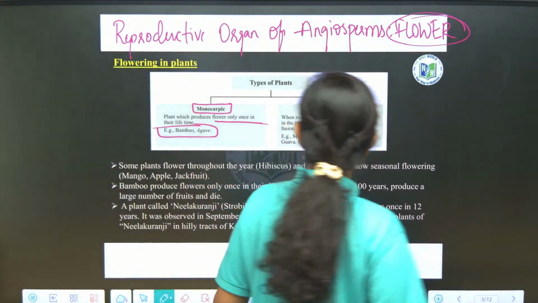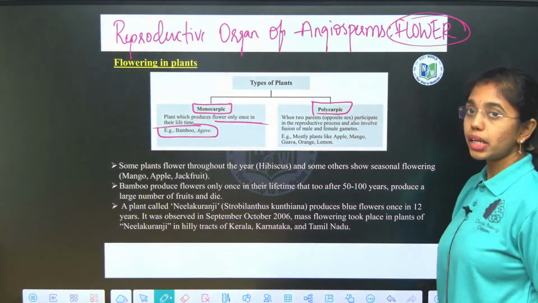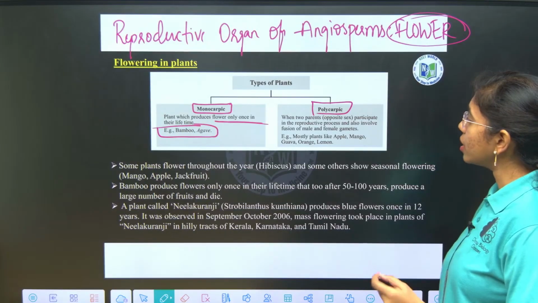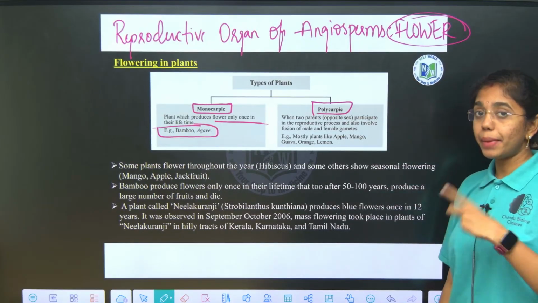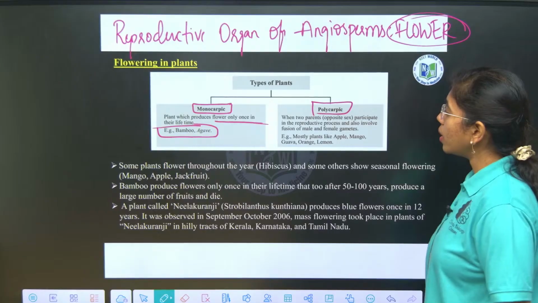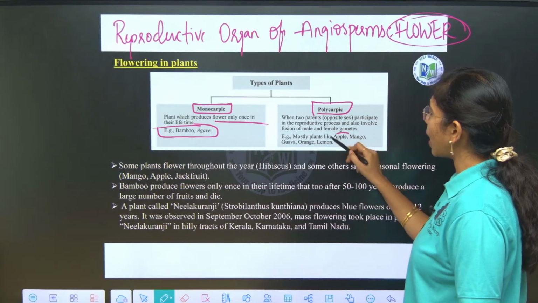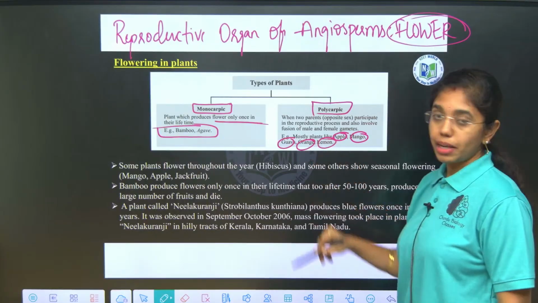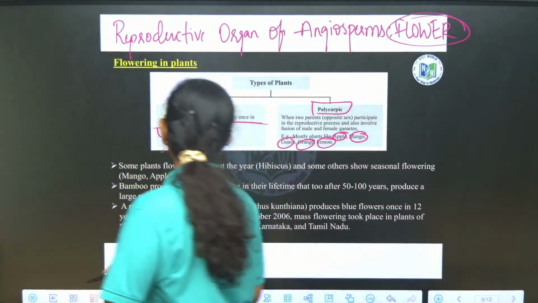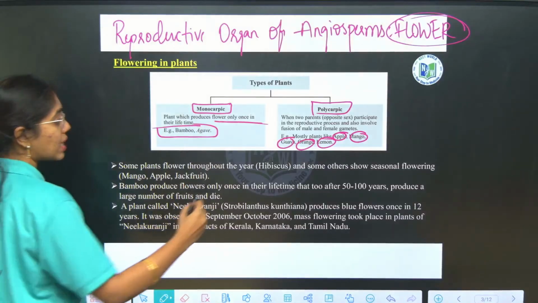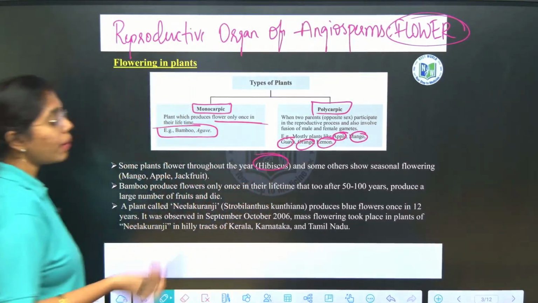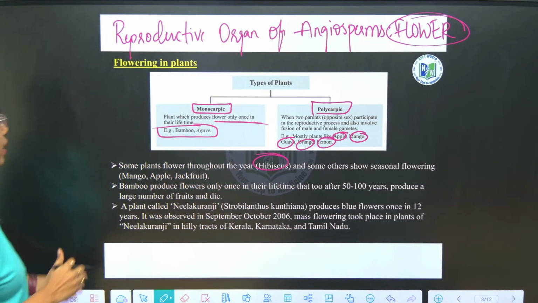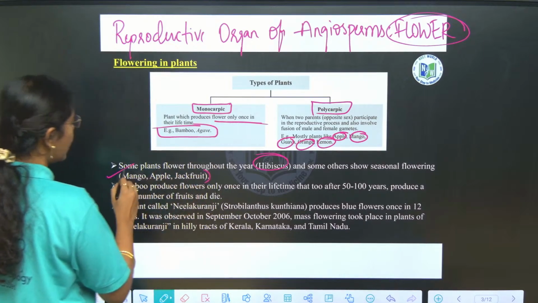Polycarpic plants flower many times. Mostly these plants include apple, mango, guava, orange and lemon. Some plants flower throughout the year, for example hibiscus, and some others show seasonal flowering like mango, apple and jackfruit.